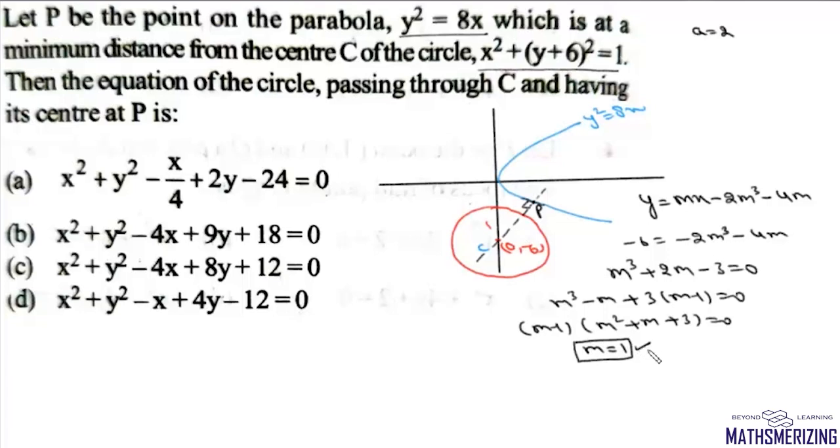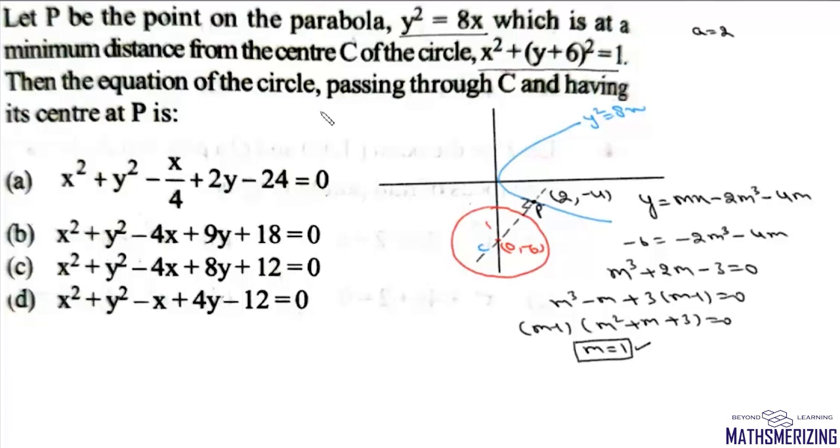Now once we have the slope of the normal, we know that the foot of normal is given by (am square, minus 2am). So am square, where a is 2, will be 2, and then minus 2am will be minus 4. So the coordinates of this point P will be (2, -4).